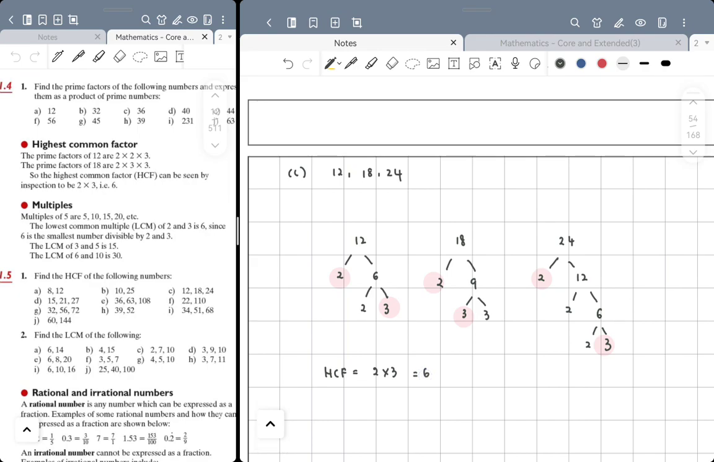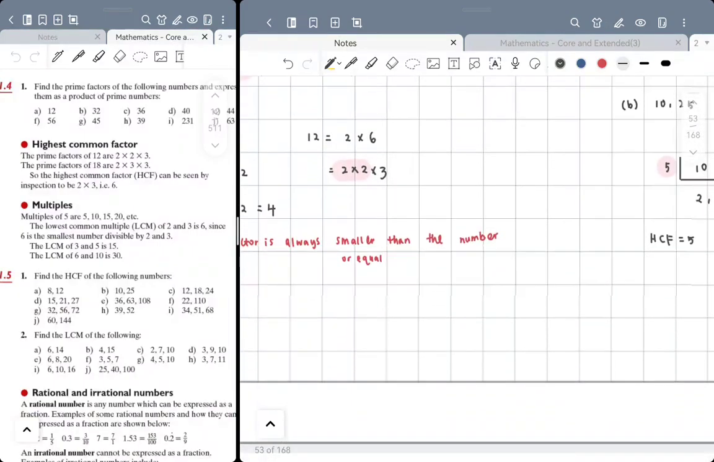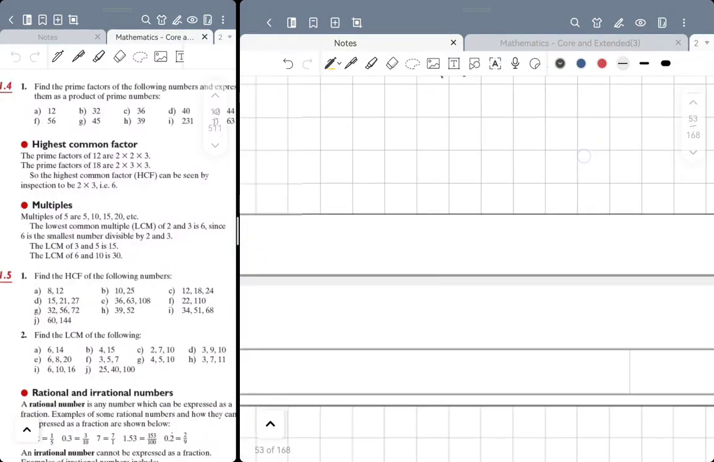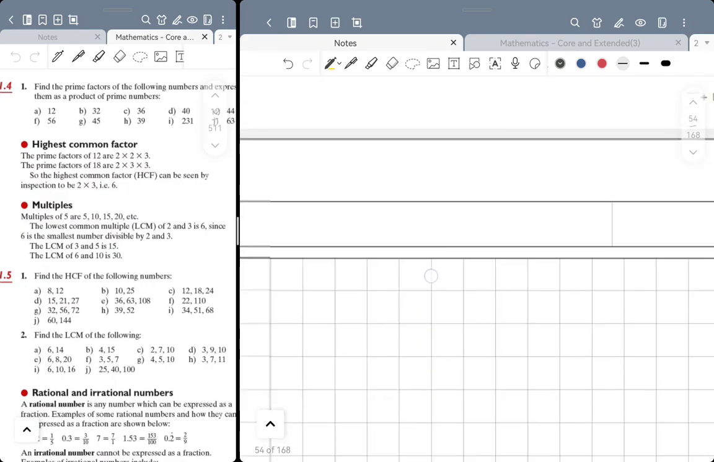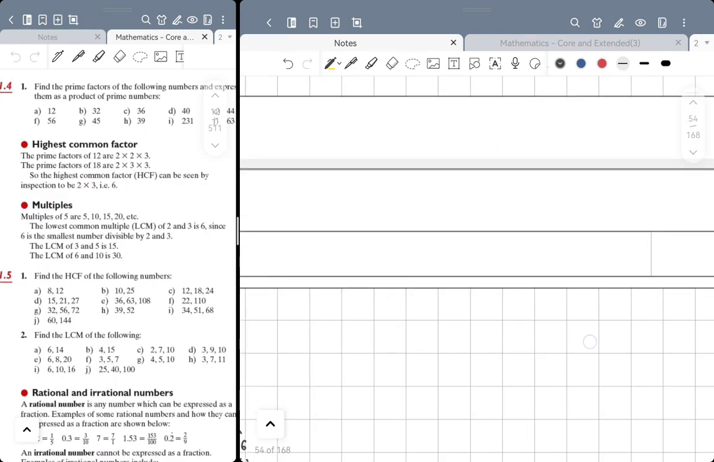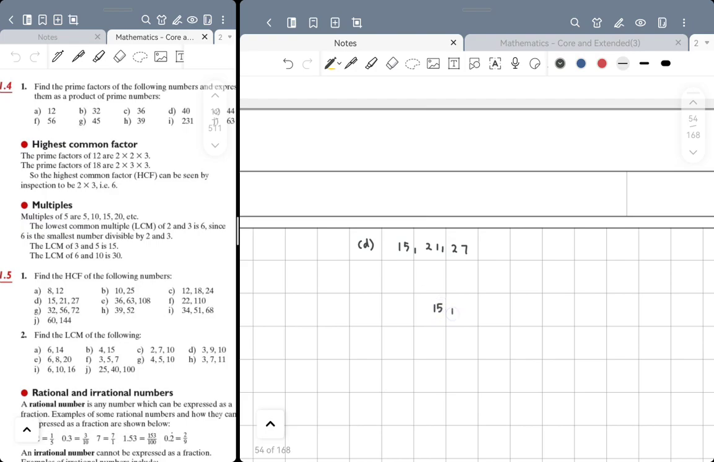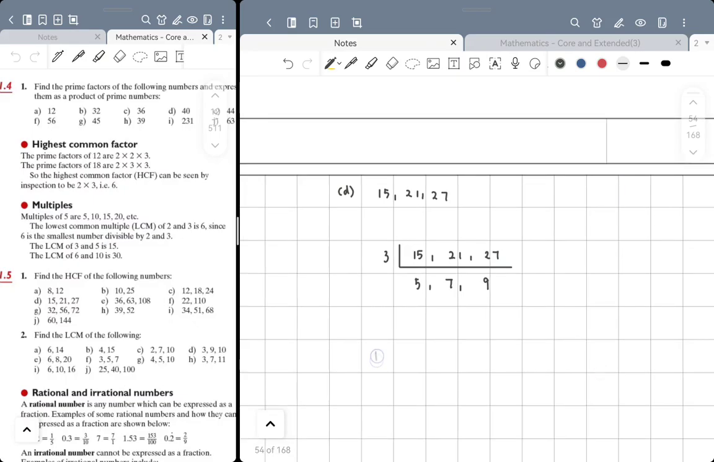So this is another way. My preferred method is actually this one, which I will show you why, because when you're dealing with 3 numbers, it will be much easier. 15, 21, 27. They are divisible by 3, and you get 5, 7, 9. It cannot be divided further. So the HCF equals 3.